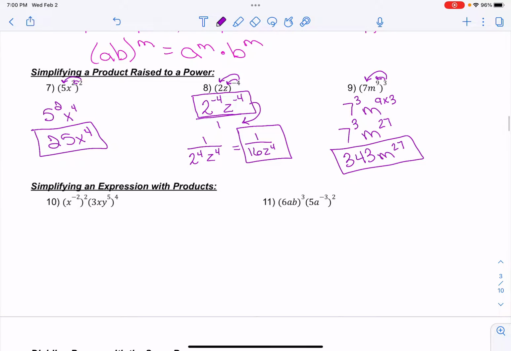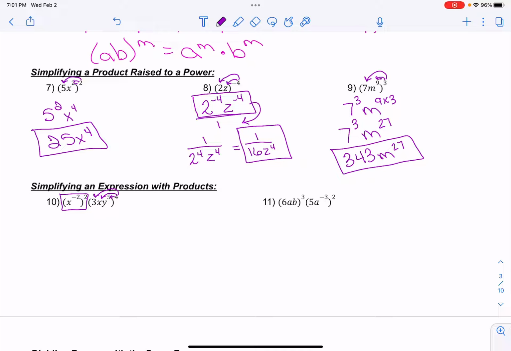So now we're going to apply that information into an expression. We're going to have more steps that we have to do, kind of incorporating all of the stuff we've learned so far. So we have x to the negative 2 raised to the second power. So we have this piece. And then we have 3xy to the fifth raised to the fourth. And so remember that 4 has to get distributed to every piece on the inside.